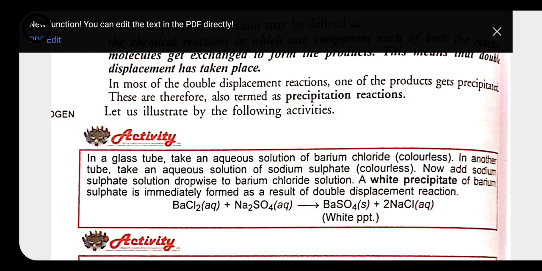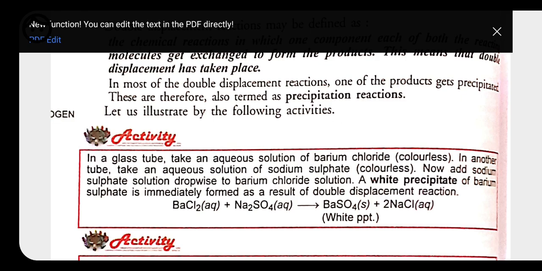Because it is in the solution form, we know that whatever the metal is, the metal will always have a positive charge and the non-metal will have a negative charge. So here barium is a metal, it acquires a positive charge, and chlorine will have a negative charge. Again sodium will have a positive and sulfate will have a negative charge. So they are going to exchange each other's ions. This barium is going to react with sulfate, and sodium is going to make a bond with chlorine. Then the formation of new product takes place, that is barium sulfate plus sodium chloride. So here exchange of ion takes place. They both are going to exchange their ions from one another.